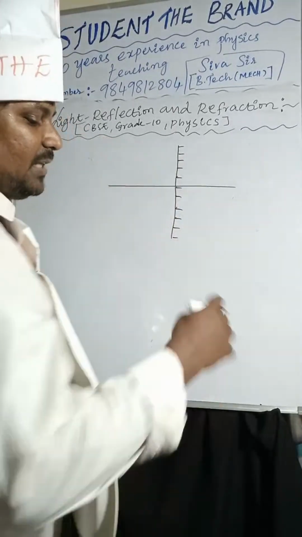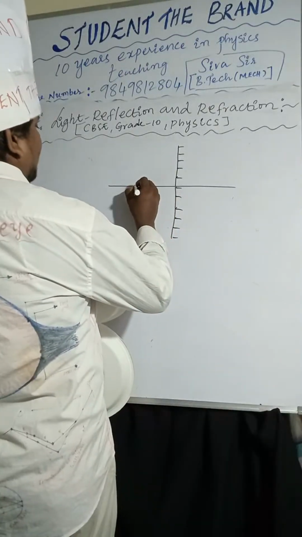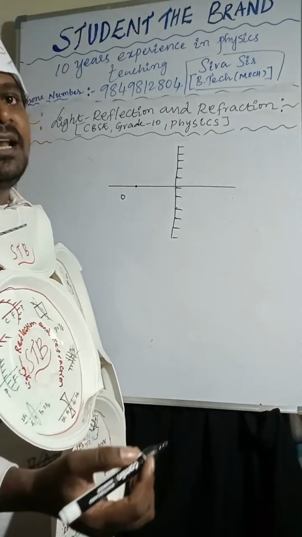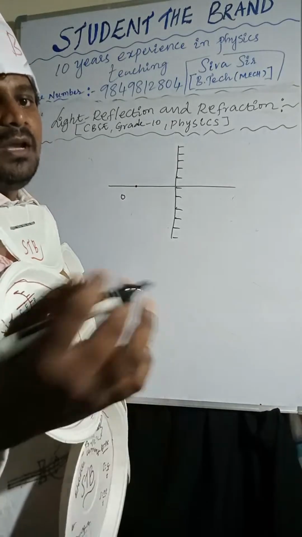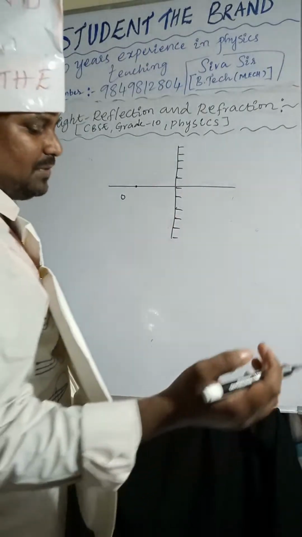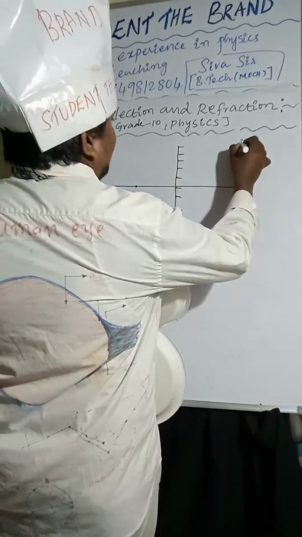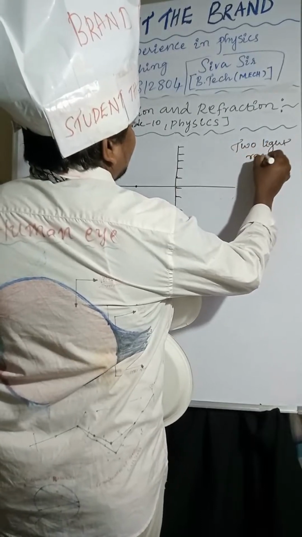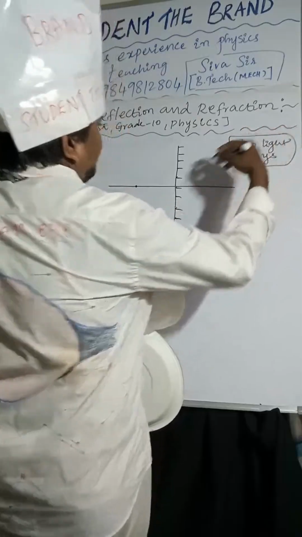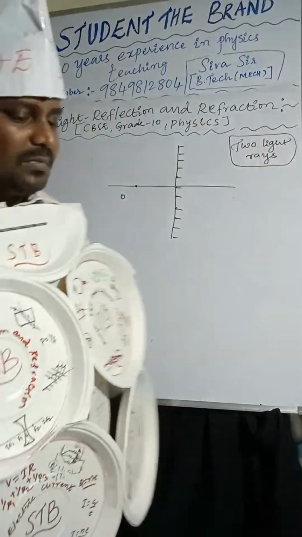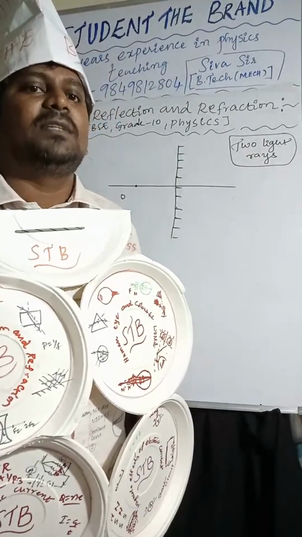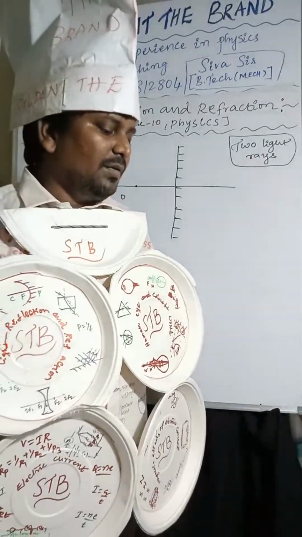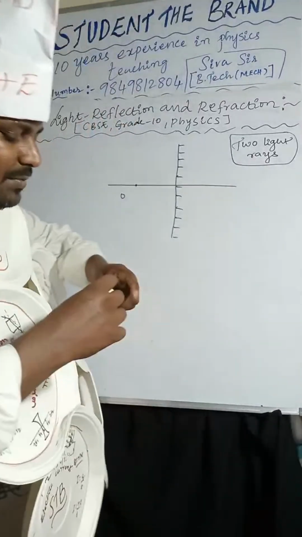When the object is placed here, how many light rays are required to form the image of the object? Minimum 2 light rays are required to form the image of the object, right? Yes or no? So now from this point, I'm taking 2 light rays.